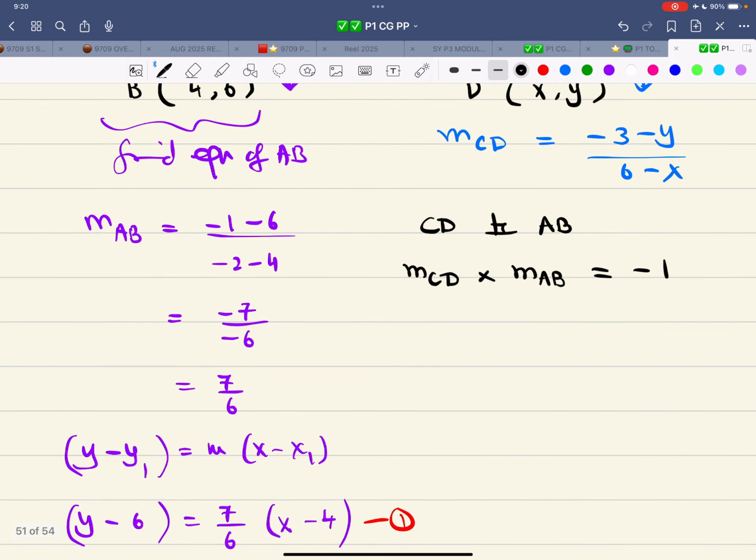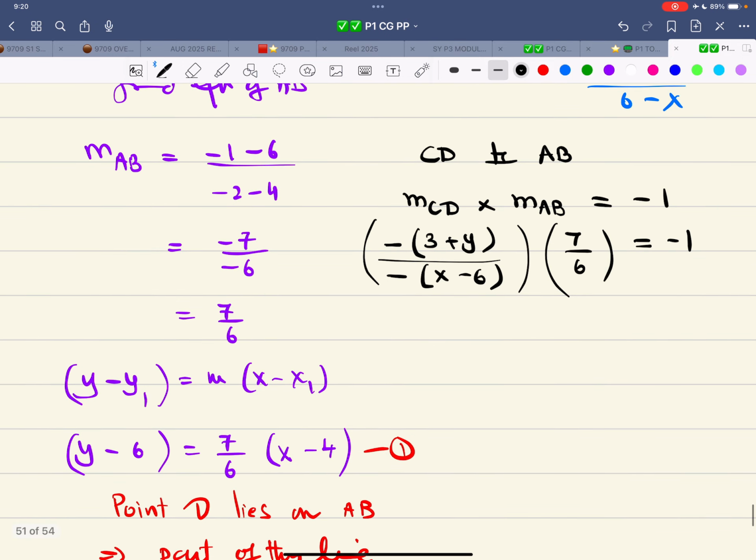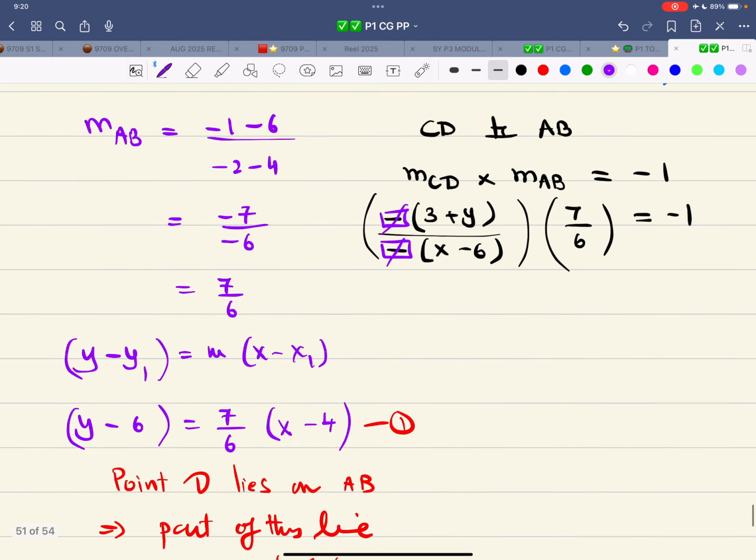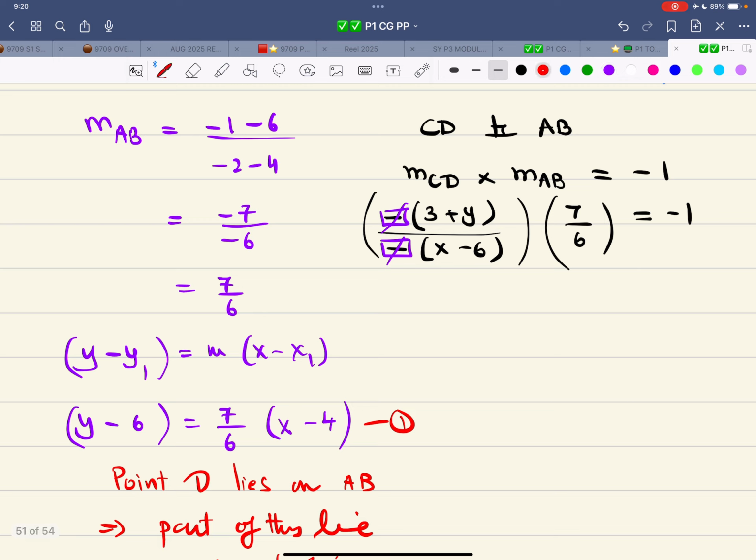So what I can do is that I can get rid of this negative sign first. First take common 3 plus y, then take common x minus 6. This is multiplying with gradient of AB, which is 7 over 6, equals to negative 1. All good? So what I have done is that I have taken this negative common, I have taken this negative common, this negative cancels out, and now it's a simple equation that is 3 plus y into 7, that equals to negative 1 into 6 into x minus 6.